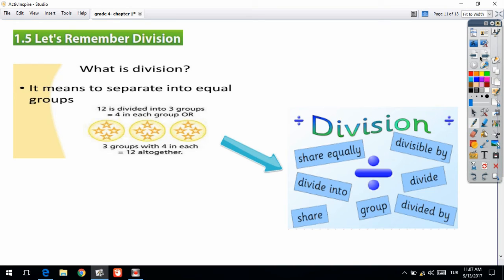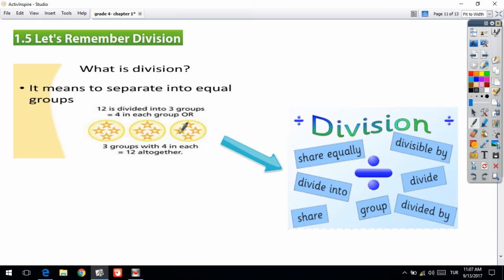For example, 3 times 8, 24. 24 divided by 3, 8. So they are opposite. Also, it means to spread into equal groups. Look at here. 4, 4, 4. 12 is divided into 3 groups. 4 in each group, or 3 groups with 4 in each. 12 together.